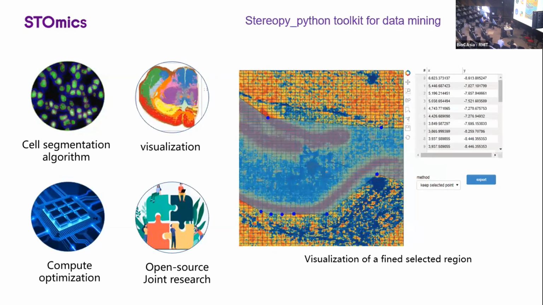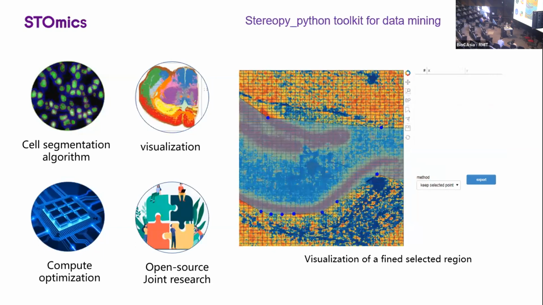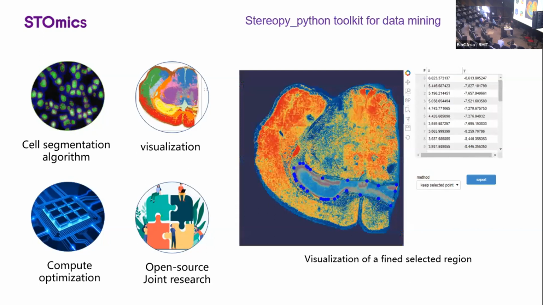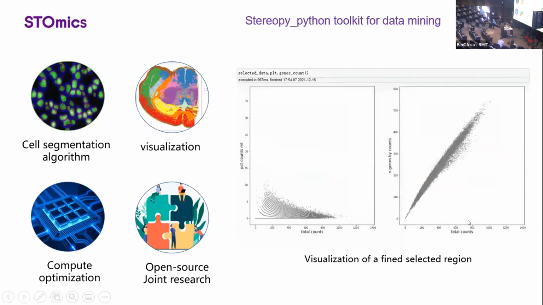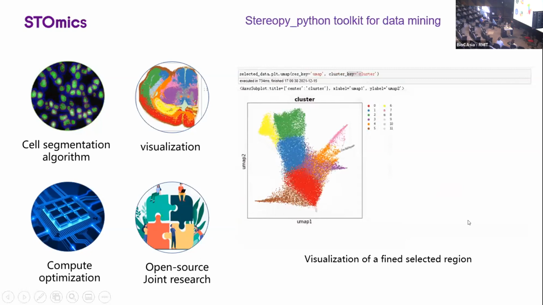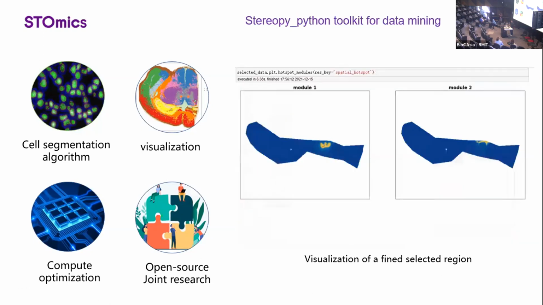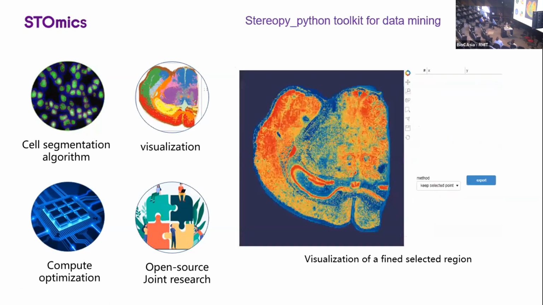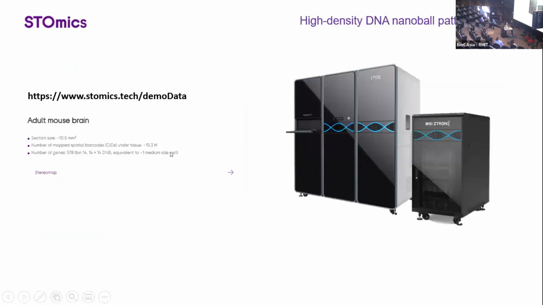You can have a lot of different functions like cell segmentation, visualization and clustering selection, and so on with the right one. You can use a lot of different small functions to get a better idea about your results. And if you are interested, you can go to this part to download demo data and do the analysis. Normally, if you want to do spatial sequencing, you need to do very, very big sequencing and analysis.